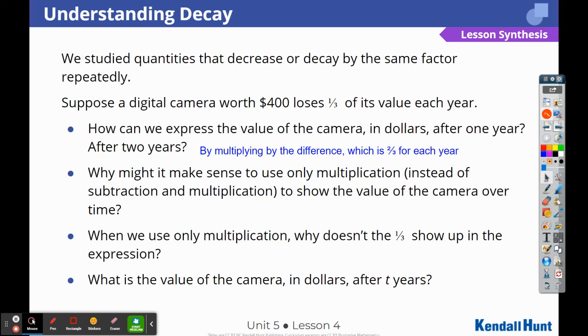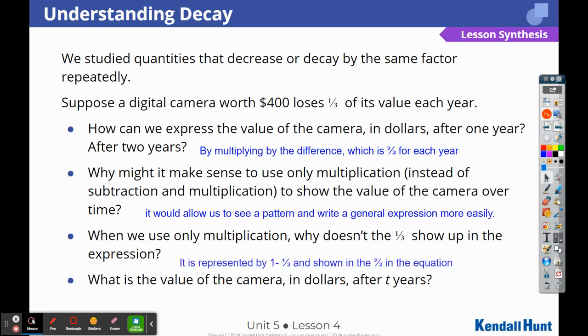Why does it make sense for us to use multiplication instead of subtracting from the number and then multiplying? So this allows us to write a simpler equation, and it's faster. So it's much faster to just multiply by a number than it is to find a part and then subtract it from the whole, especially if you're dealing with multiple equations and quantities in the same formula. When we use multiplication, why doesn't 1/3 show up? It's because that's what we're taking away, and we want to represent it in the formula by what's remaining. So we're looking for the part that's left every year so that we're taking out a step of the problem.